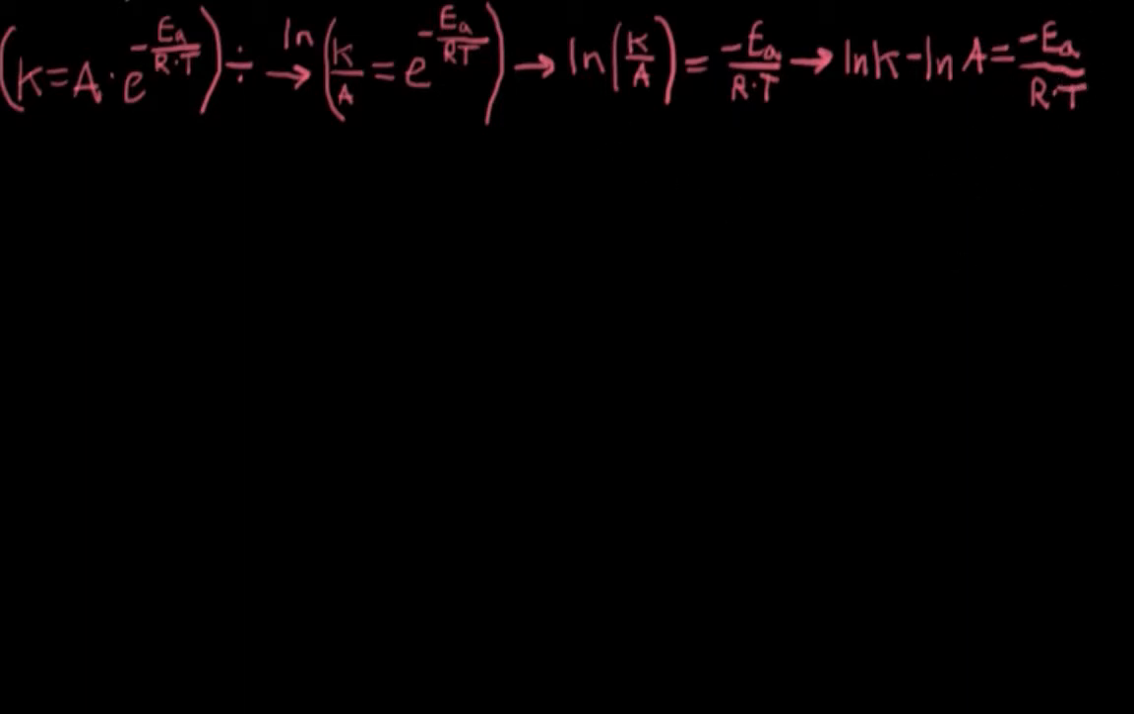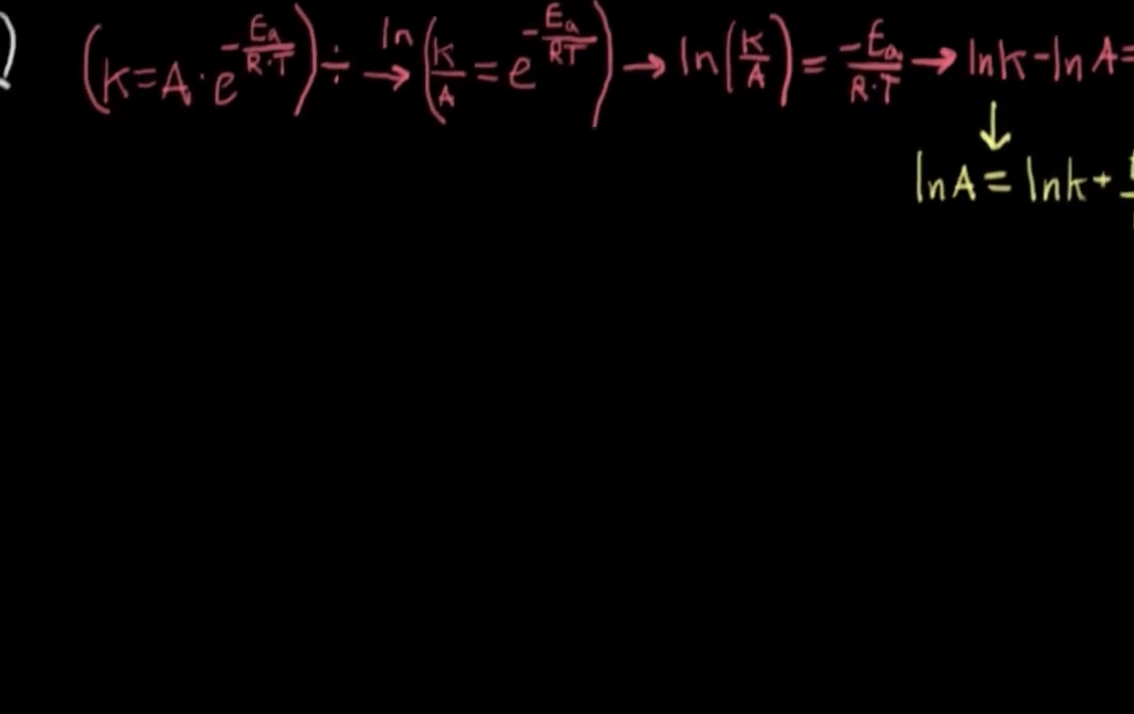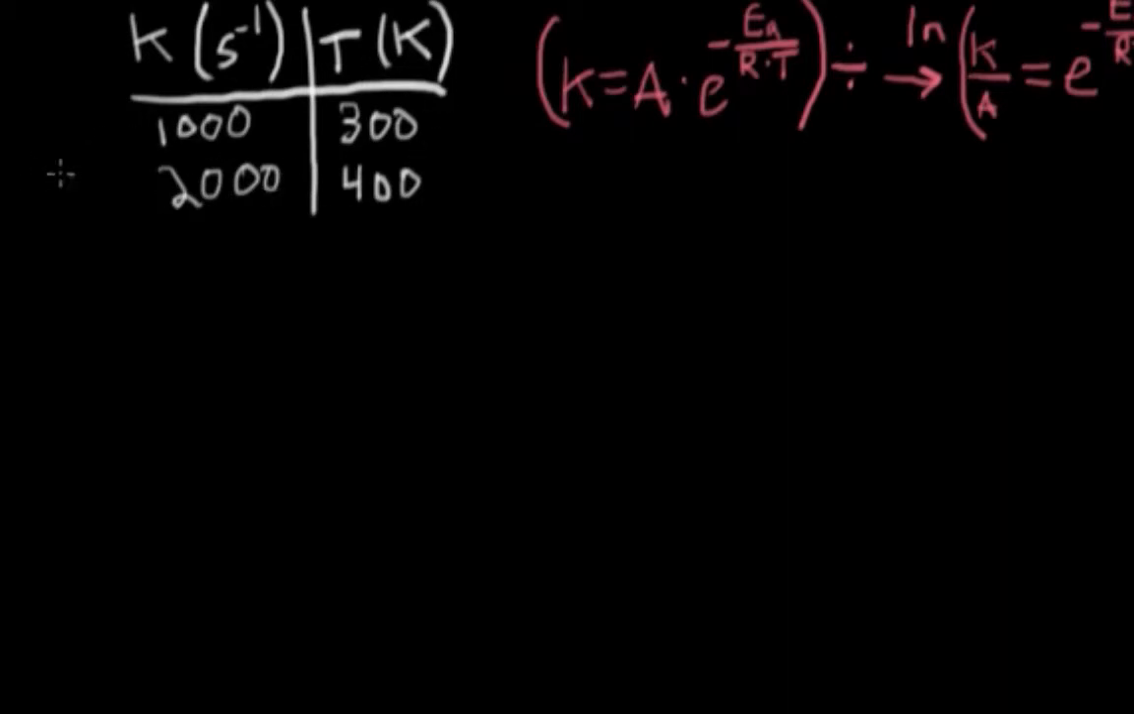And from here, we solve for the natural log of A. So what we get is natural log of A is equal to the natural log of K plus E sub A divided by R times T. So before I proceed any further, I'm going to sort of label these values because I think it's a good habit to solve things algebraically before you enter in numbers. So this will be K1 associated with T1, and then we'll have K2 associated with T2.